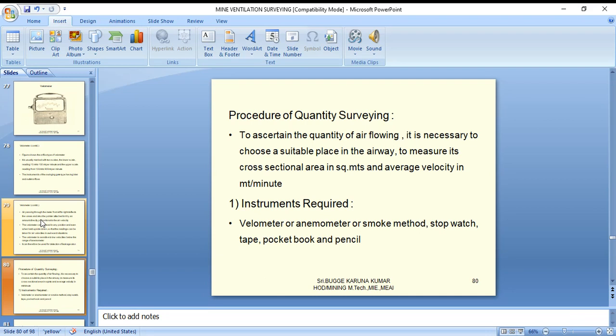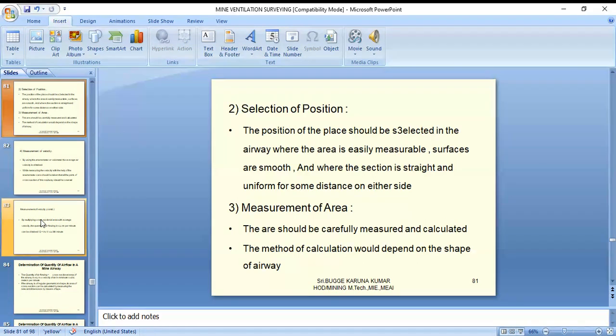To measure a certain quantity of airflow, it is necessary to choose a suitable place in the airway to measure its cross-sectional area. Smoke method, stopwatch, notebook, and pencils are the required instruments. The place should be selected in the airway where the area is easily measurable, the surface is smooth, and where the section is straight and uniform for some distance on either side.